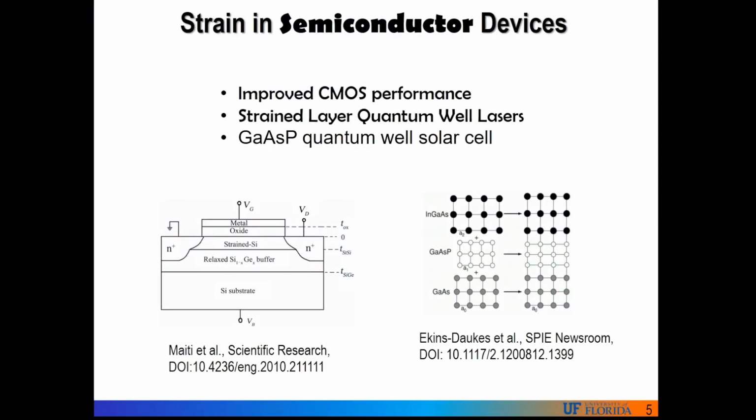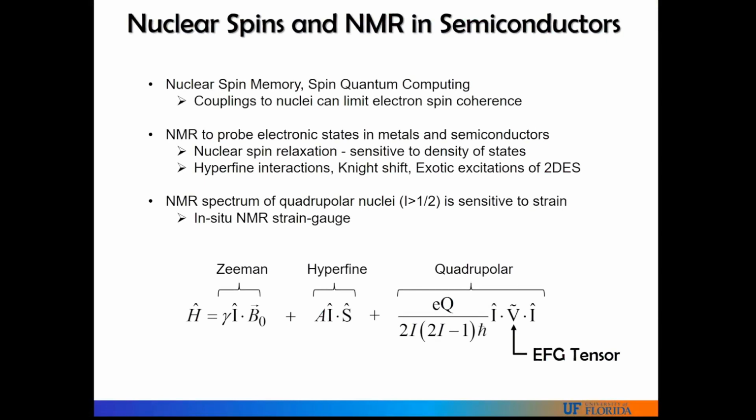Okay, so a lot of times when people think about strain, it's something that's undesirable in the growth of semiconductors and semiconductor devices, but it actually has very important applications. For example, in CMOS technology, for improvements in carrier mobility. Also, strain is vital in strained layer quantum well lasers and also in solar cells. So strain is not necessarily a bad thing. Let's see what we can learn from NMR in these semiconductor systems.